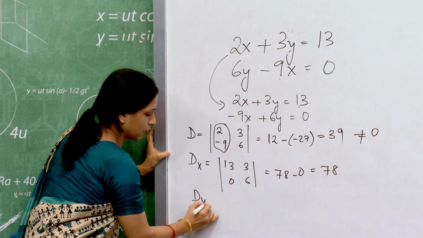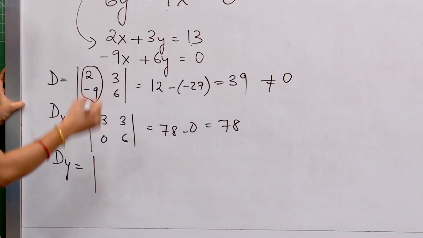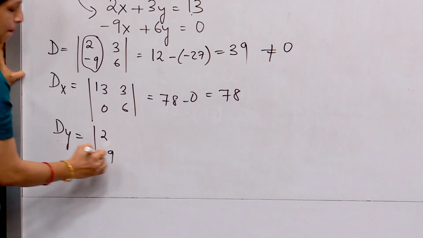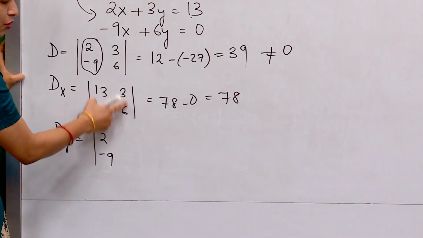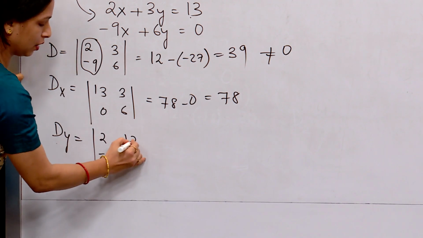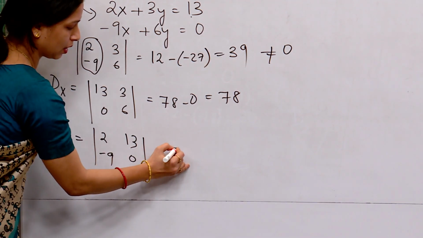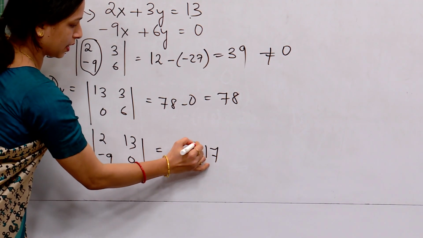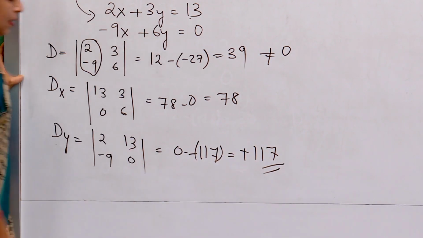Now, dy, what do we do in dy? We substitute the values of y with the known values. So, here the x coefficients remain the same, we have to change the y coefficients. So, 3, 6 will be converted to 13 and 0. So, the answer is 0 minus 117, minus 117. So, this will become plus 117, right.